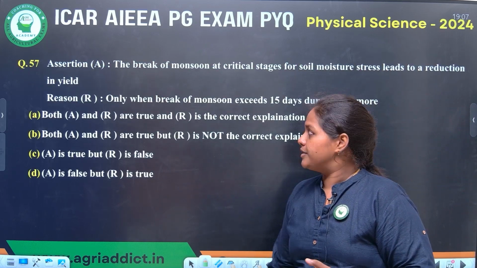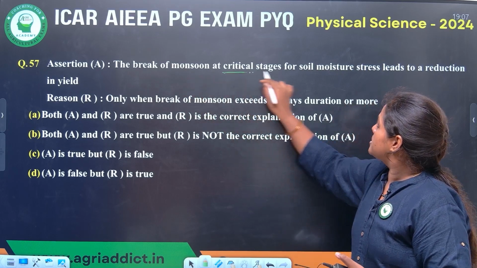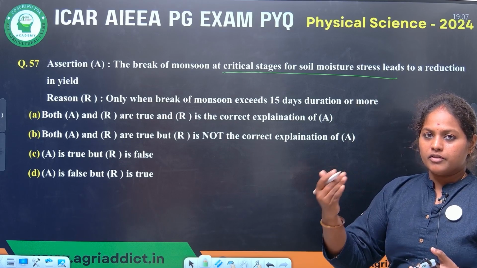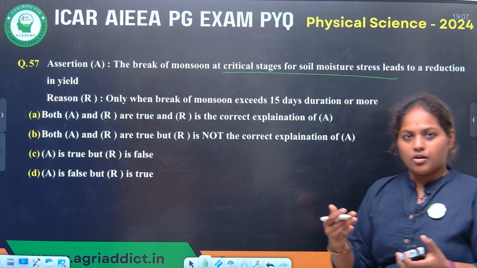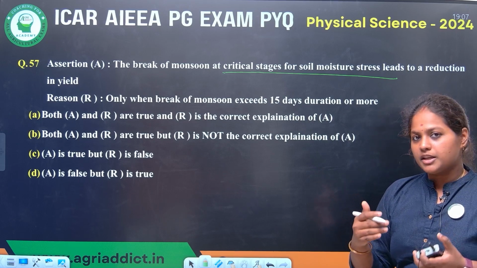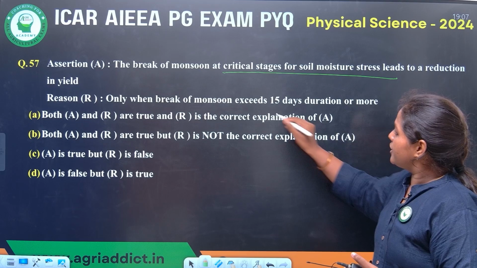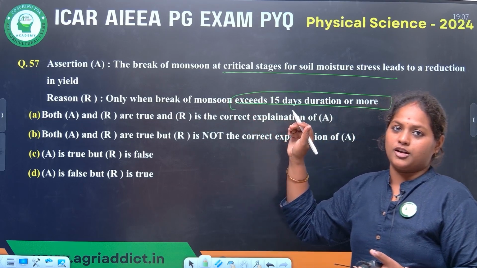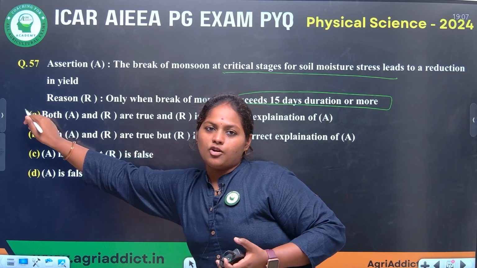Question number 57. Assertion: The break of monsoon at critical stages for soil moisture stress leads to reduction in yield, because whenever there is a requirement of water and we are not supplying it to the crop, what will happen? It will affect the yield of the crop. Reason: Only when the break of monsoon exceeds 15 days duration. What is this 15 days about? Drought. So this explains the assertion. We are keeping option A.